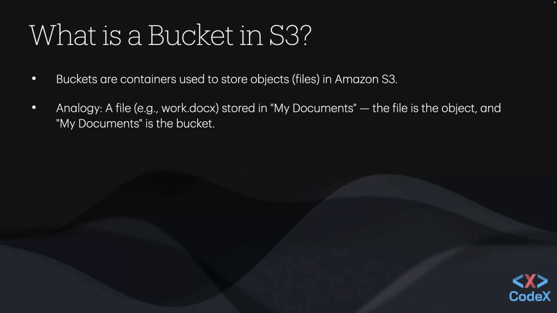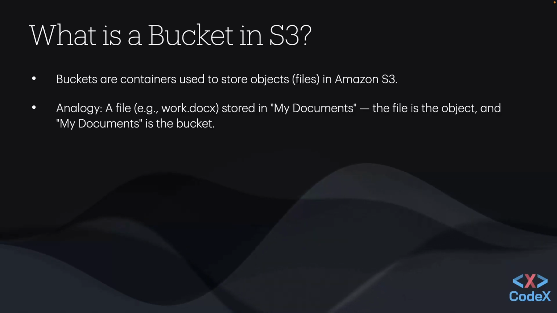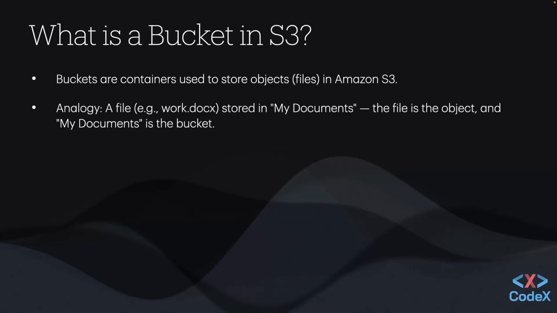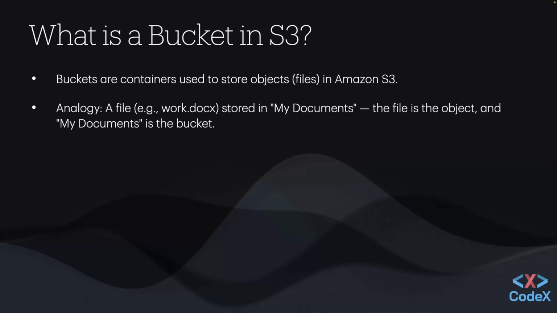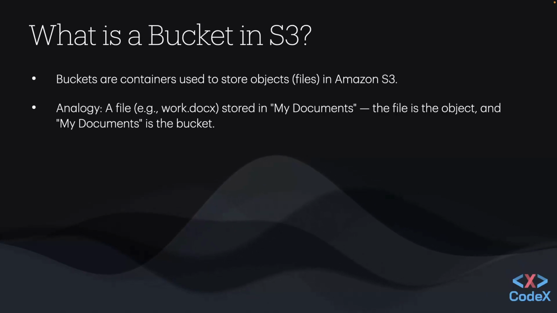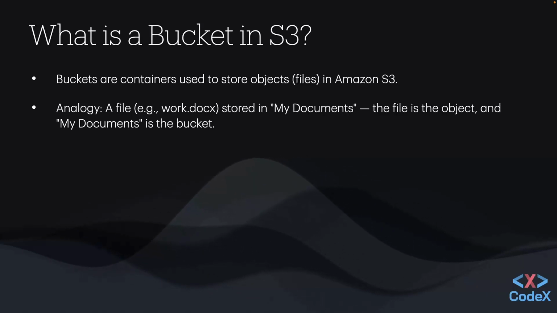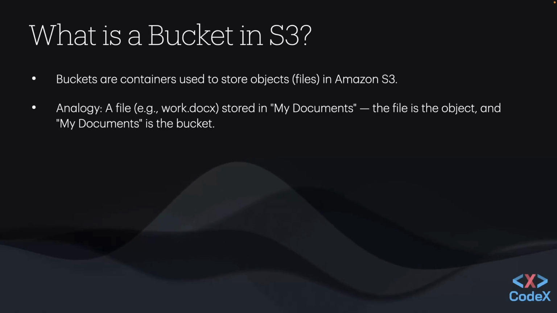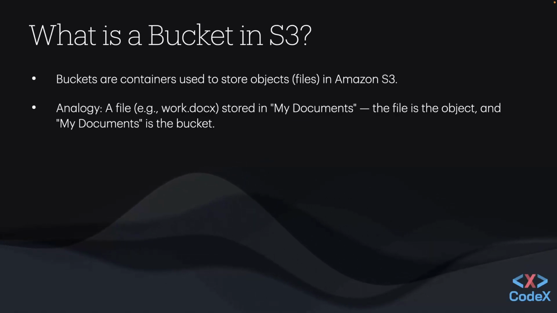Amazon S3 allows you to store objects, which we can understand as files. These files are stored within structures called buckets. To make this easier to understand, we can use an analogy with a traditional file system. Imagine we have a document called work.docs and we want to save it in the My Documents folder. In this case, the file represents the object, and the My Documents folder represents the bucket.